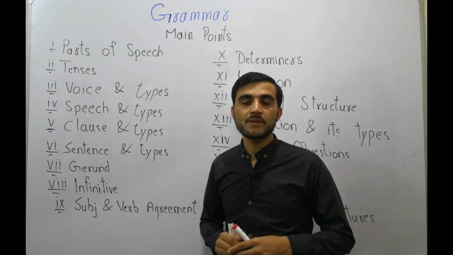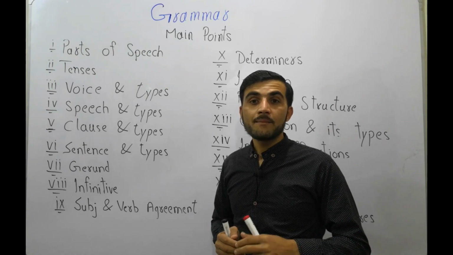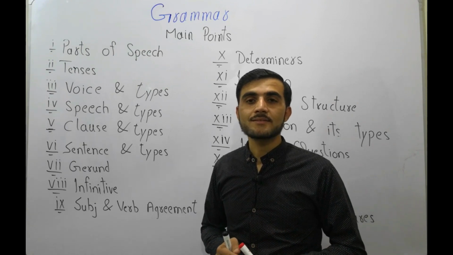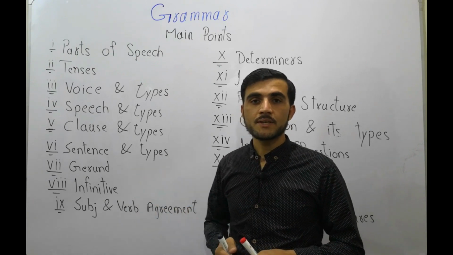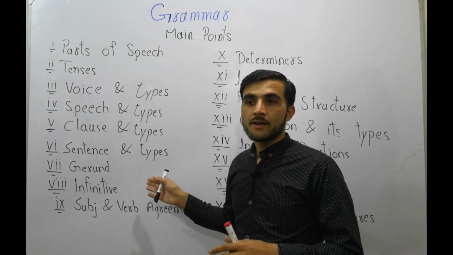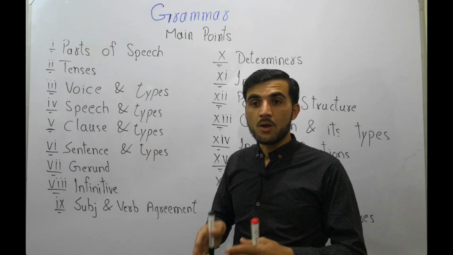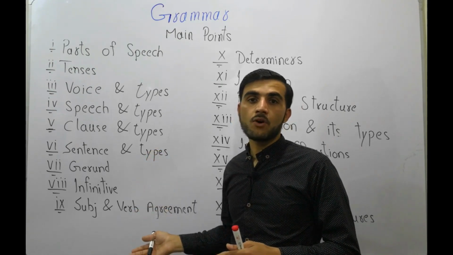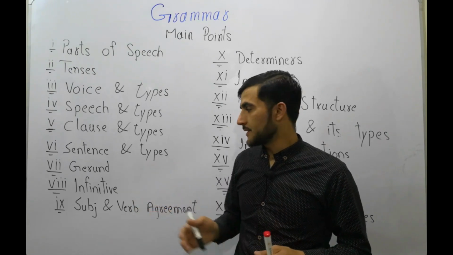The 7th one is gerund. Gerund is the ing form of a verb, but it functions in a sentence as a noun. So that's why we call it gerund. It's a specific name for it. You can study gerund here, and we will be teaching you all its details along with its forms. It has present forms and past forms, so they all will be explained clearly.